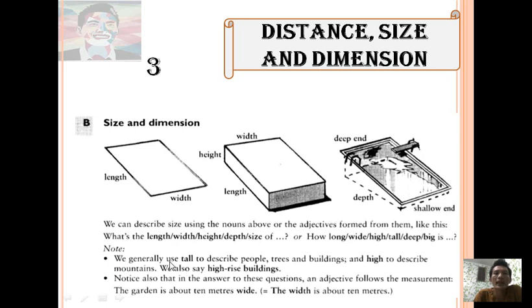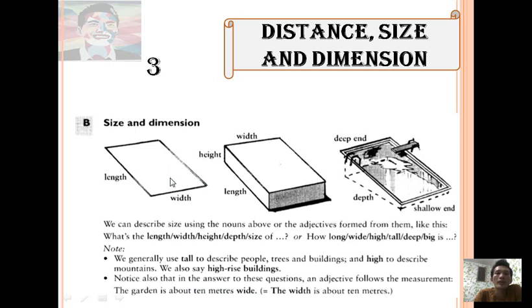We generally use tall to describe people, trees and buildings, and high to describe mountains. We also say high-rise building. Notice also that in the answer to these questions, an adjective follows the measurement. The gadek is about 10 meters wide. The width is about 10 meters.